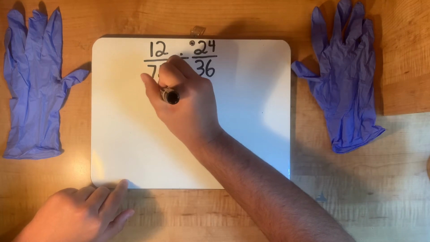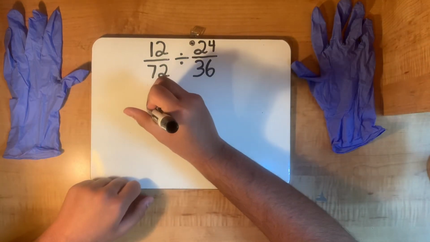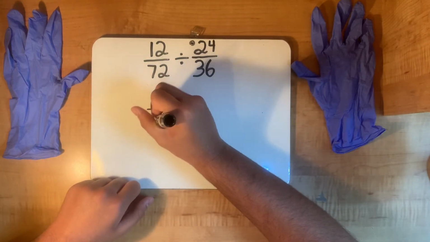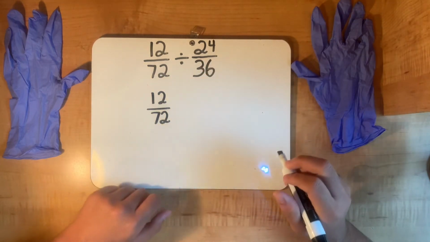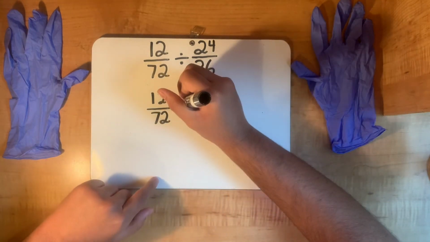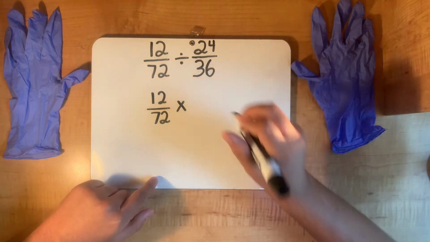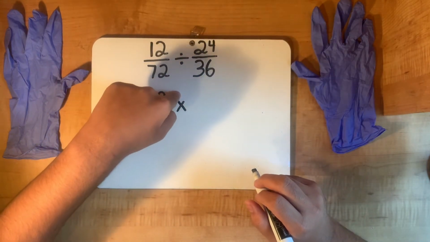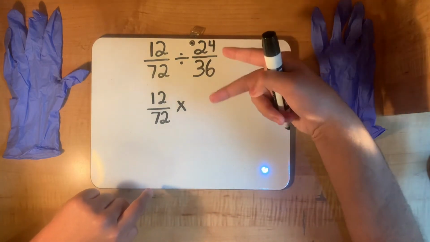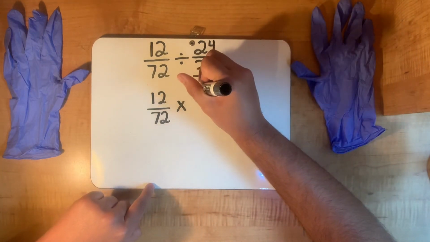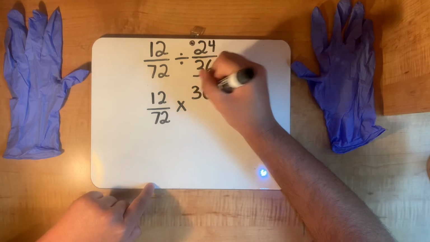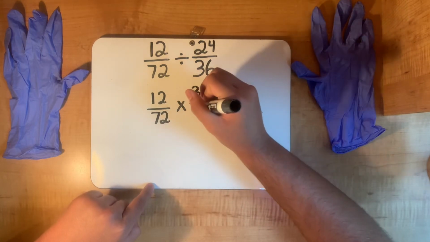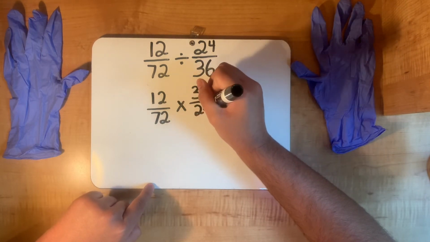And so we can do that by keeping this the same, writing 12 over 72, changing this to a multiplication sign. But once we change this division sign to a multiplication sign, we have to flip this fraction. So we get 36 over 24.